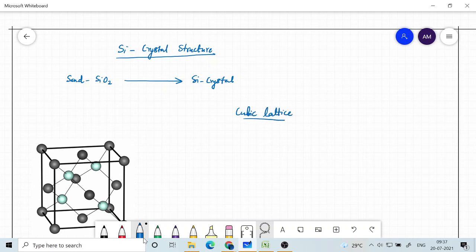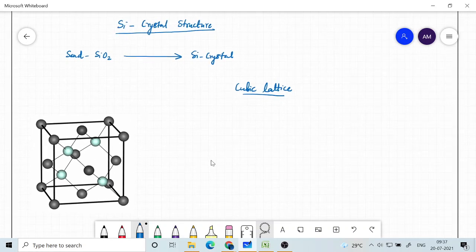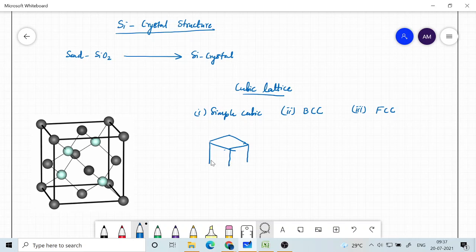And cubic lattice are of three types: number 1, simple cubic, number 2, body centered cubic, and number 3 is face centered cubic, BCC and FCC. So simple cubic means you draw a cube and put one silicon atom, or one atom, at each corner. So that's the simple cubic structure.